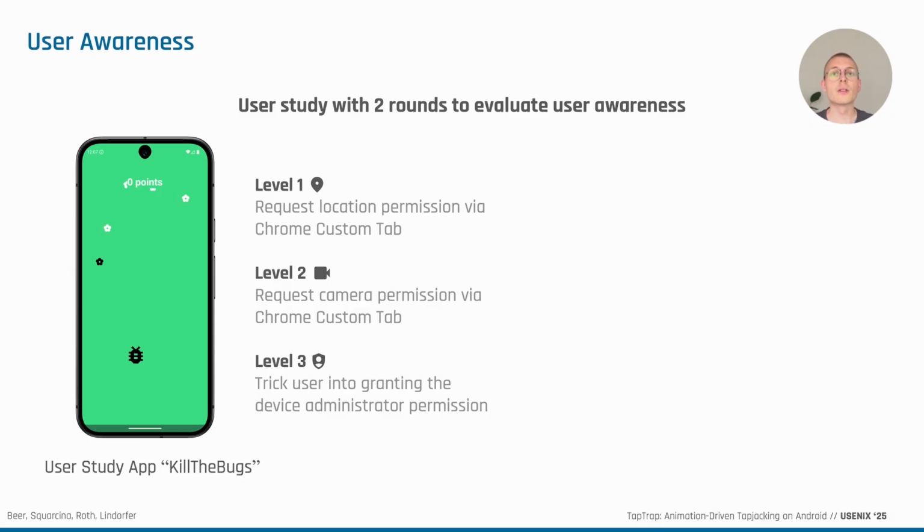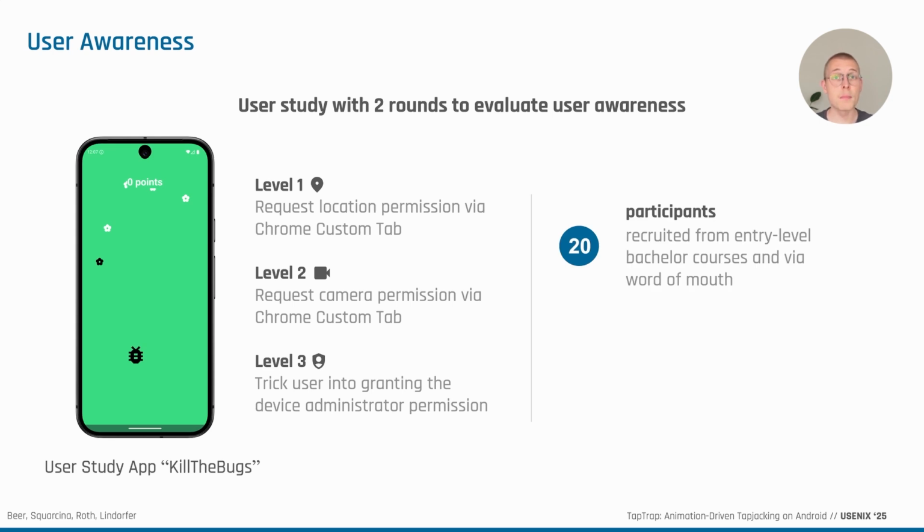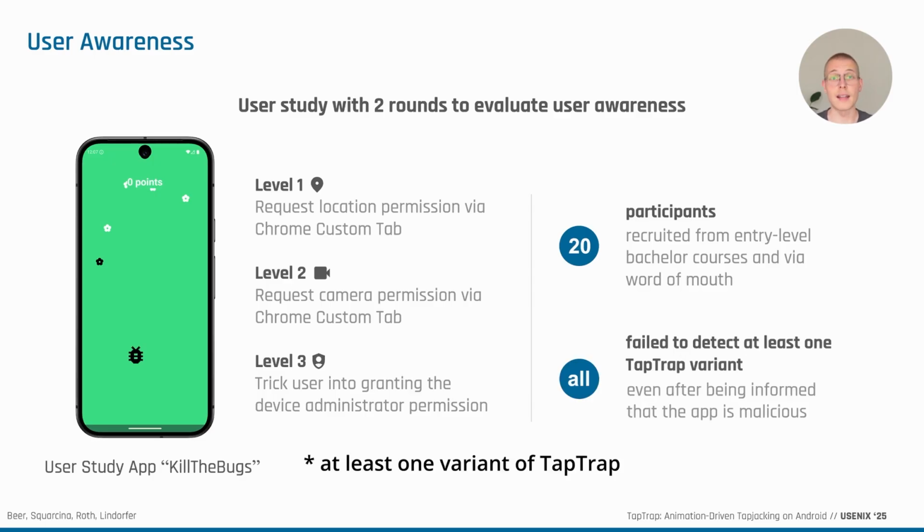In total, we were able to recruit 20 participants, mainly from entry-level bachelor courses at our university. Out of those 20 participants, all of them failed to detect TapTrap, even in the second round. So that means even after we've informed them that the app is malicious. And this shows that TapTrap is indeed a stealthy attack.